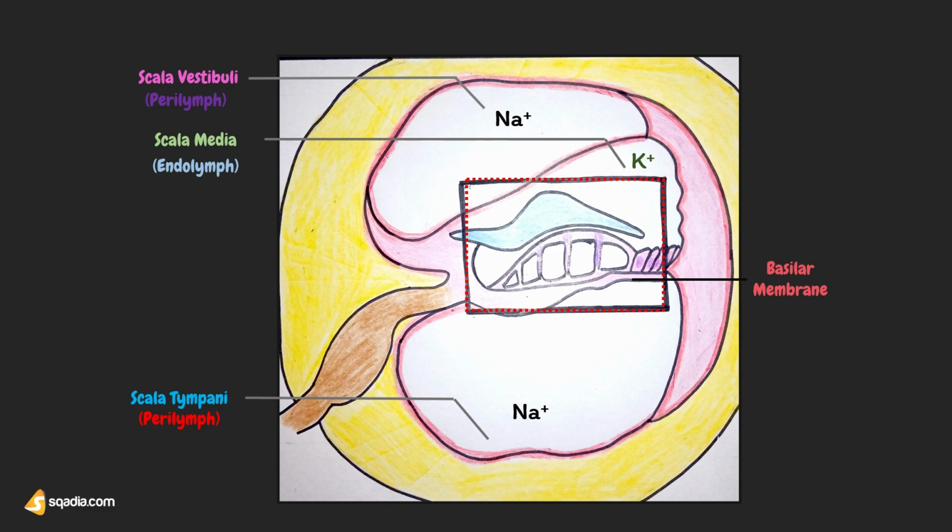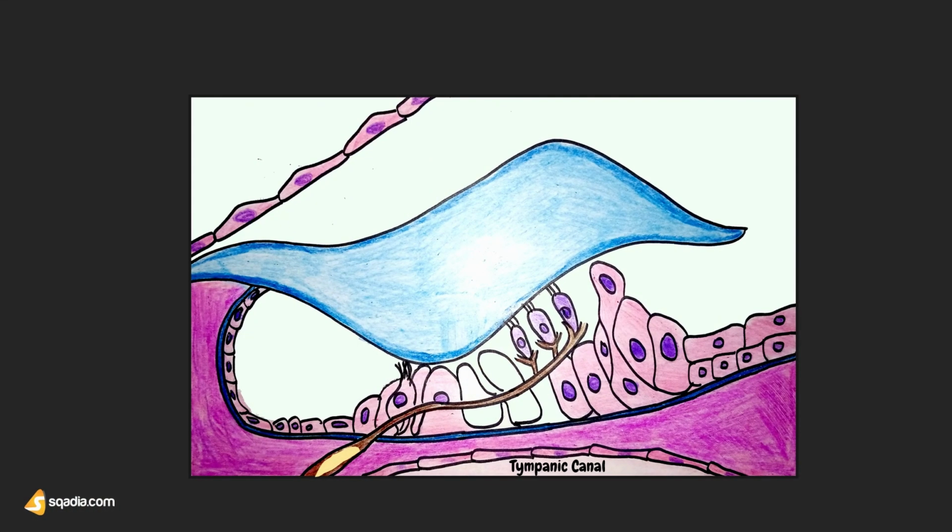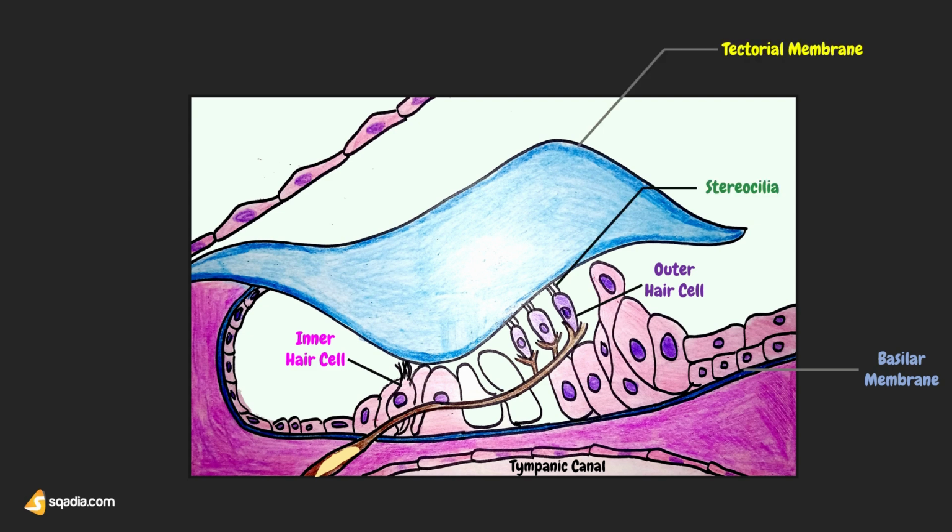Now let's discuss location and structure of the organ of Corti. The organ of Corti is located on the basilar membrane. It contains the receptor cells, called hair cells, for auditory stimuli. Inner hair cells are arranged in single rows and are few in number. Outer hair cells are arranged in parallel rows and are greater in number than the inner hair cells. Stereocilia protrude from the hair cells and are embedded in the tectorial membrane.